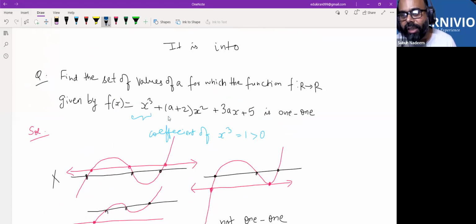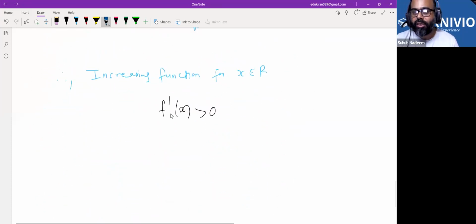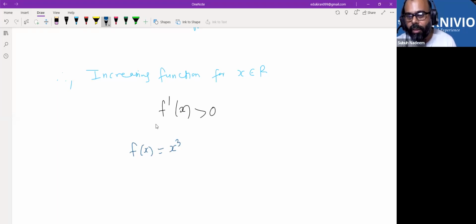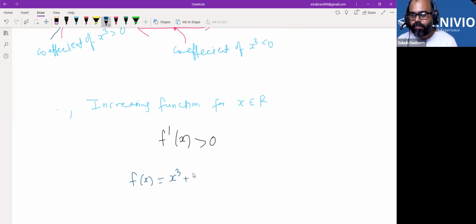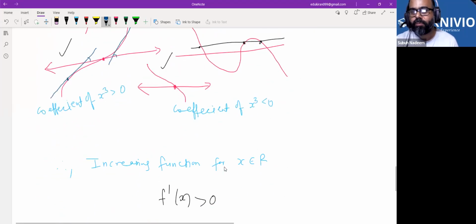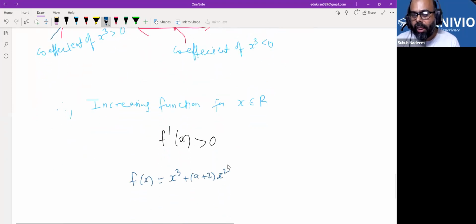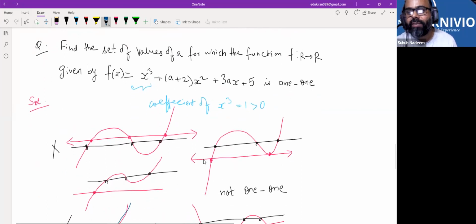So if you see here, x cube plus (a plus 2)x square plus 3ax plus 5. So the function here f(x) is x cube plus (a plus 2)x square plus 3ax plus 5. Can you just scroll up? Yeah, you can write till here first. Then we will do further.